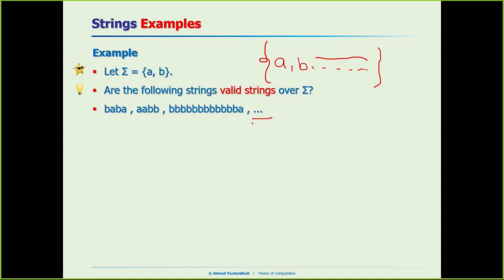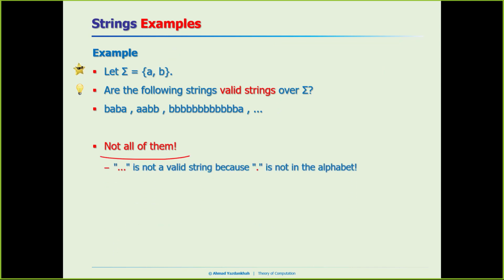You could object about this one. What is this? This is not a valid string over this alphabet. Not all of them are valid, because this dot dot dot is not a valid string, because dot is not part of the alphabet. All right?